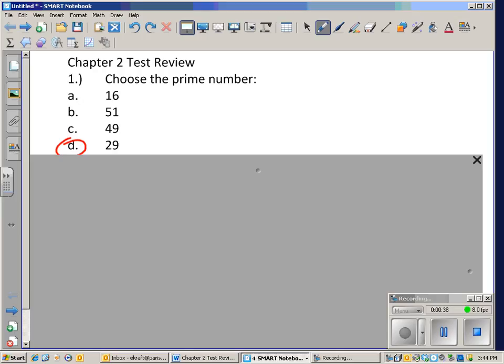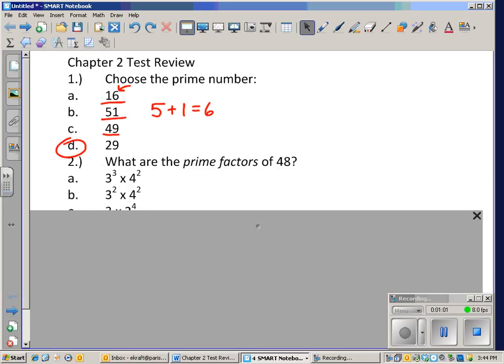How did you know that was a prime number? Because 16 is divisible by 2 because it's a 6. 51 is divisible by 3 because 5 plus 1 is 6. 49 is divisible by 7 because 7 is a factor of 49. 49 is a multiple. Excellent. Good job. Now we're going to go on to problem number 2.